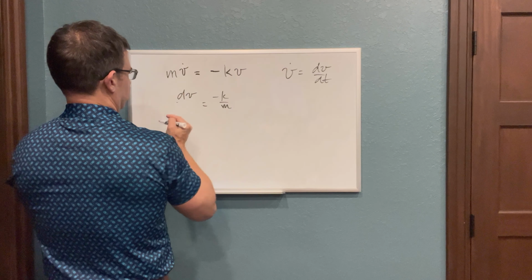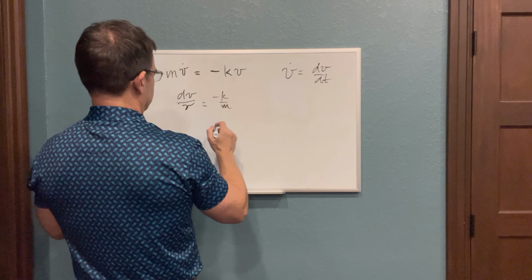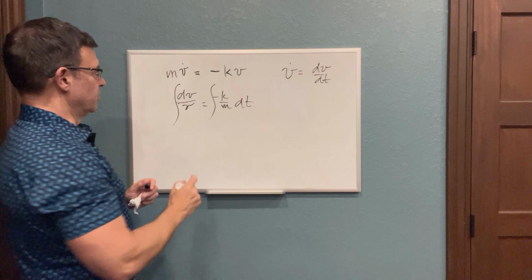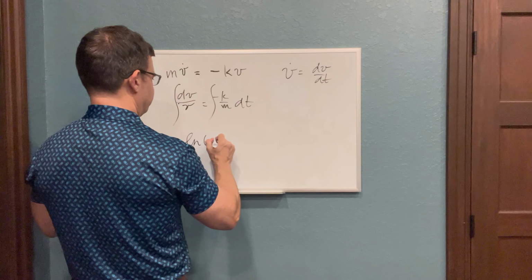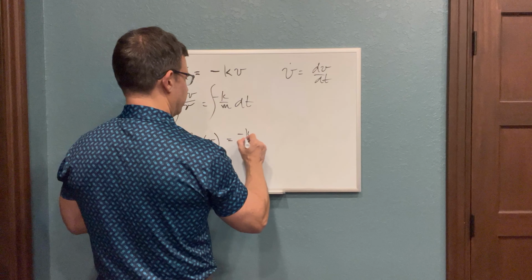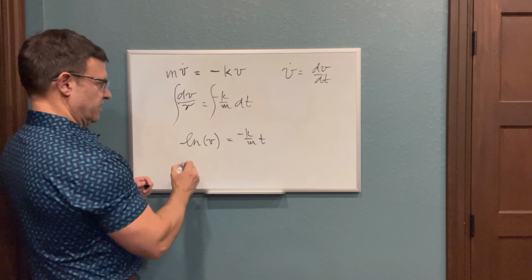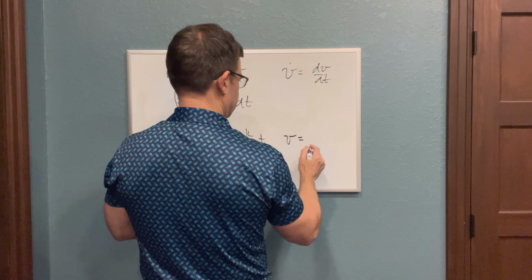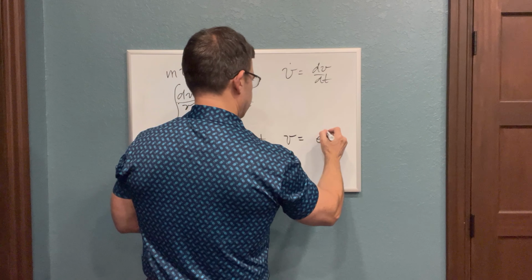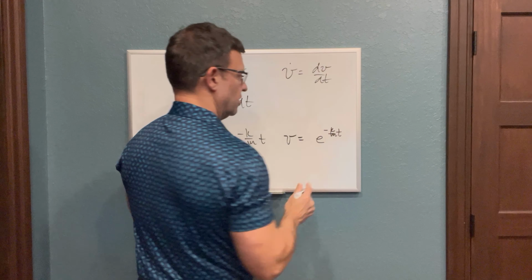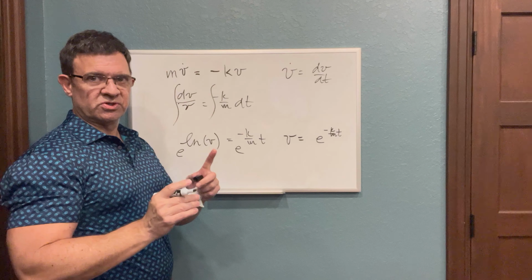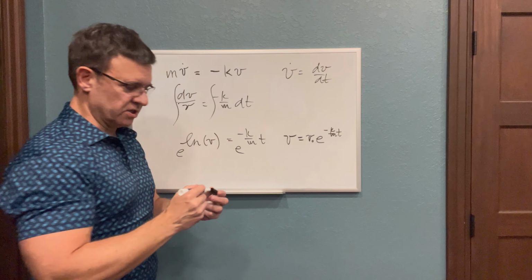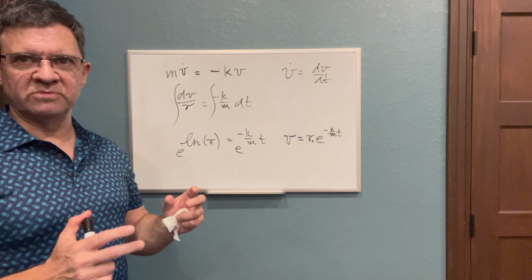So again, we do separation of variables. We bring the v over here, and we bring dt over here. And now if we integrate both sides, we basically get that the ln of v must be equal to negative k over m t. And if we use the e trick again, we simply get that v equals e to the negative k over m t, where if we include, again, constants are always necessary with indefinite integrals, I'll put the constant right up there, and I'll call it v naught. In other words, the velocity at time t equals 0.